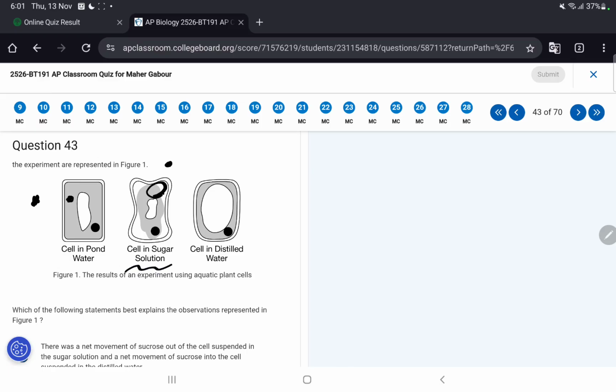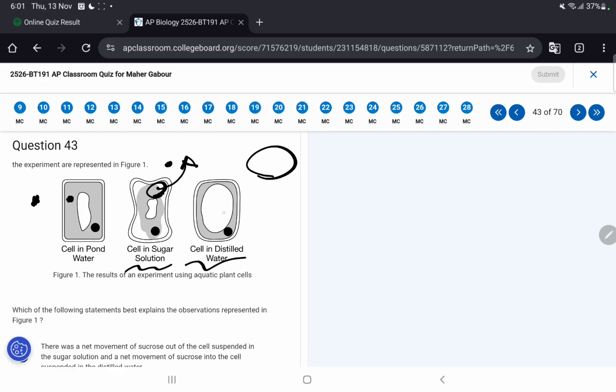How do we know? The cell is in a sugar solution. Of course the sugar solution will have less water potential, meaning the water will go from inside the cell to outside the cell to balance the water potential and achieve equilibrium. So the water goes from the inside to the outside, and our cell starts to shrivel. In this one, our cell began to expand. In the last one, our cell began to expand.